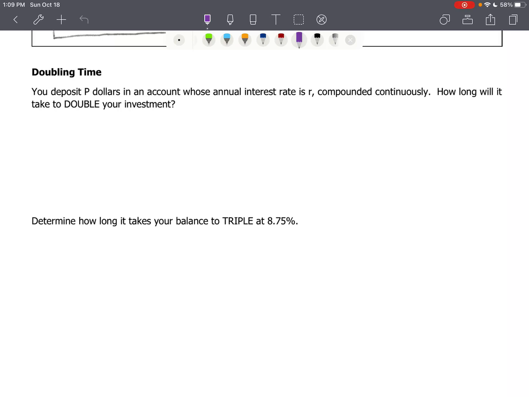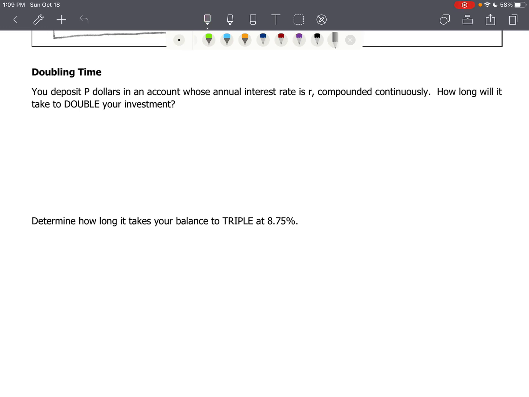Now that we've worked with properties of logarithms and we've reviewed solving equations, we can work with doubling time. You deposit P dollars in an account whose annual interest rate is R and it's compounded continuously. How long will it take to double your investment?